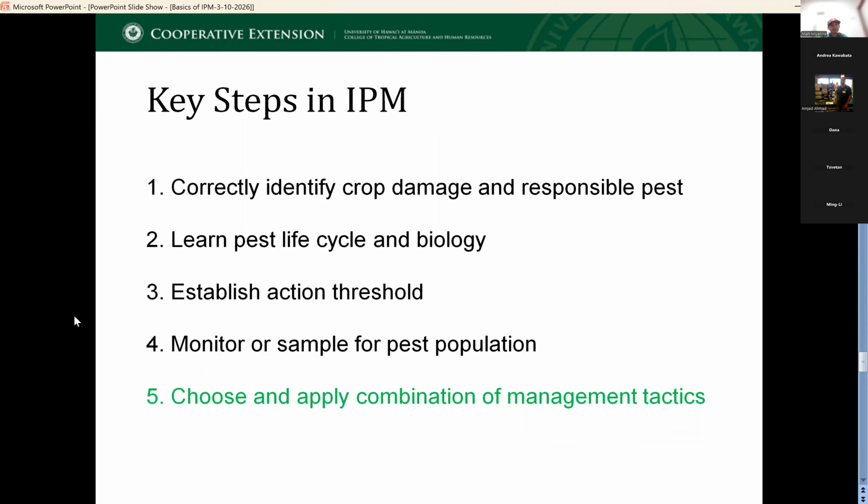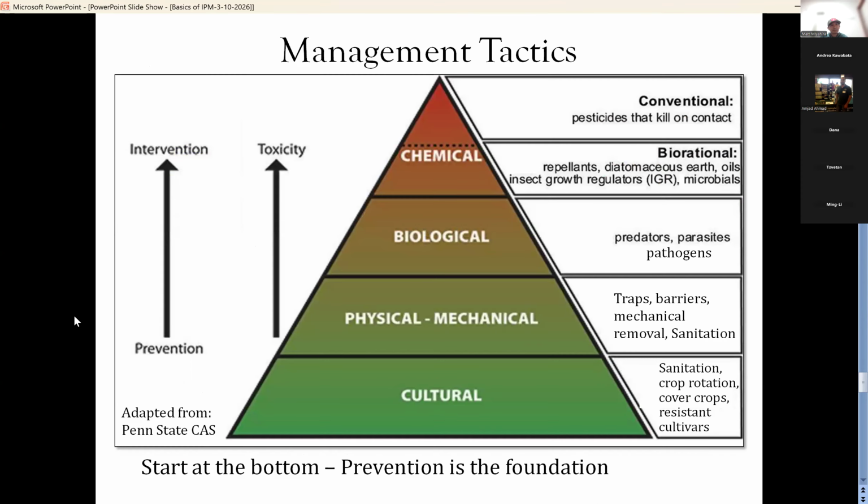Choose and apply a combination of management tactics. What we want to do is rely heavily on cultural methods as much as possible. Let's rely heavily on cultural. That's our base: sanitation, crop rotation, cover crops, resistant cultivars, that's very important. If I can get a resistant variety, maybe not with exactly the taste I prefer, I would rather do that to reduce the cost of spraying chemicals and all of that.